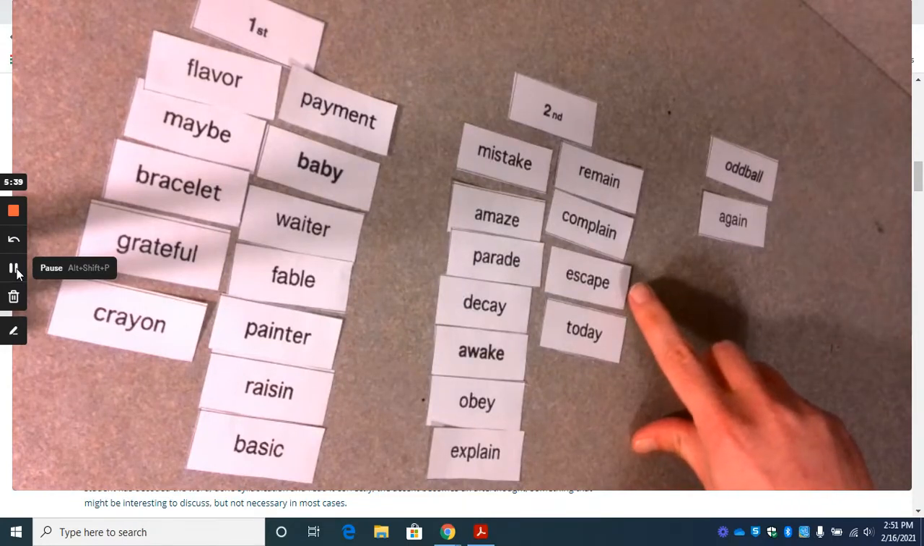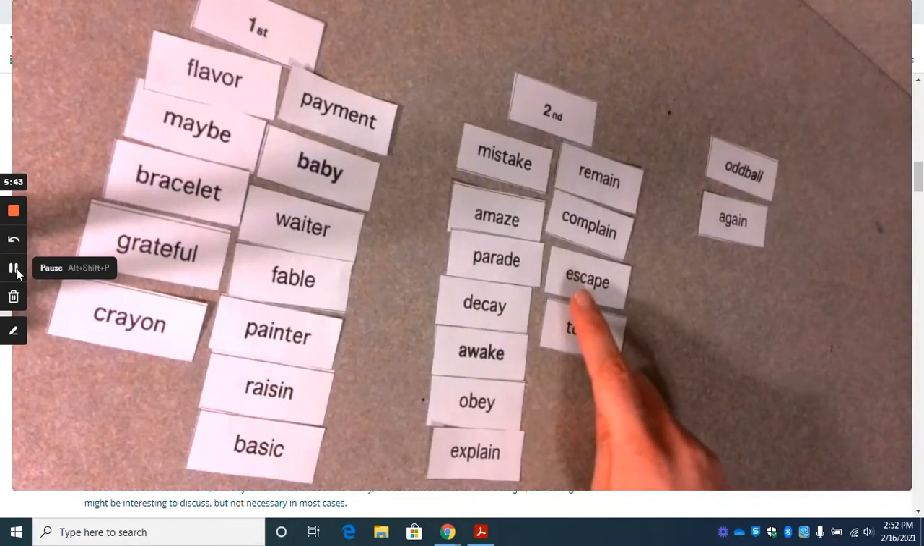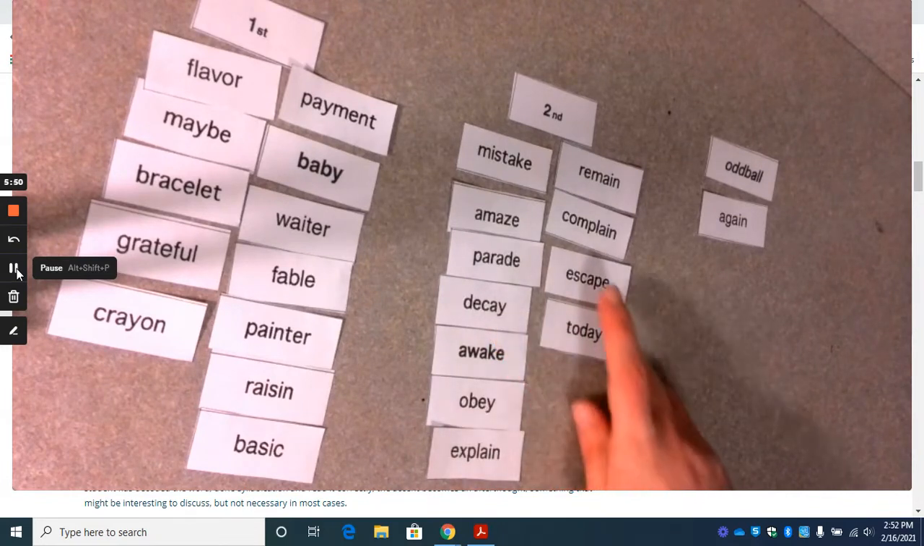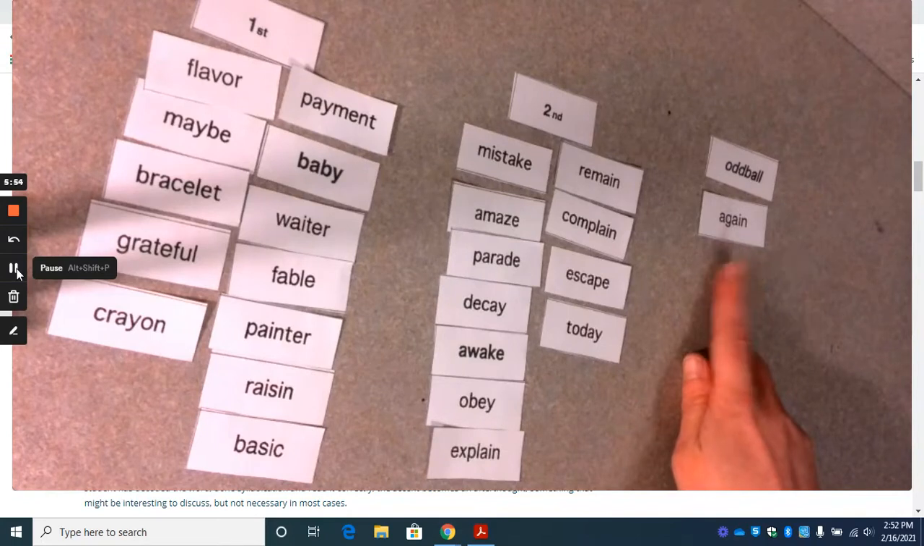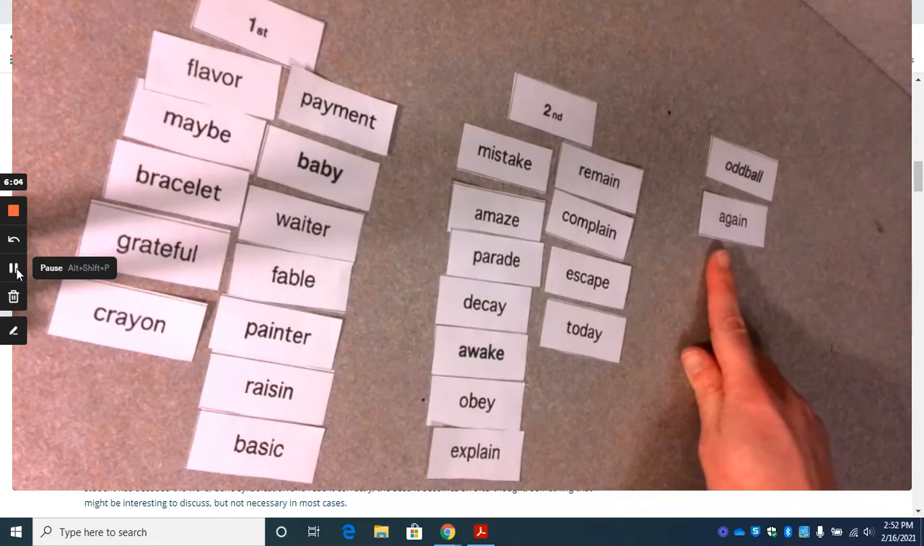Same thing with words like escape. Noticing decay and escape, they both have a schwa sound in that unaccented syllable. Decay, escape, right? And then notice here our oddball again. Even though it has an AI, a double vowel that typically makes that A sound, we don't pronounce that word again, right? We pronounce that word again.